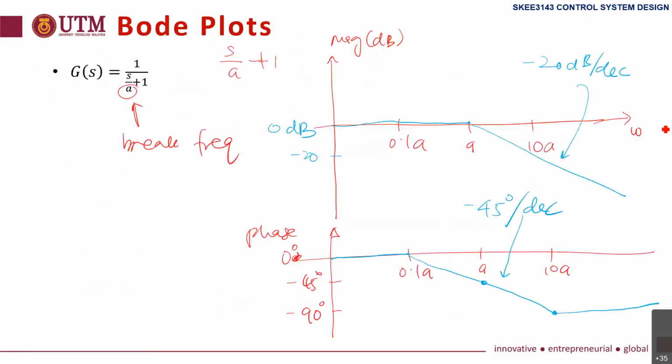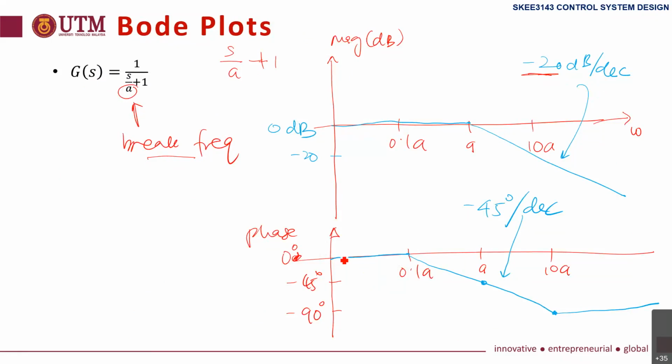S over A plus 1. See, A is the break frequency. The magnitude starts from 0 dB up to A, then it goes down with a straight line of minus 20 dB per decade. It goes down because it is reduced by minus 20 dB per decade.